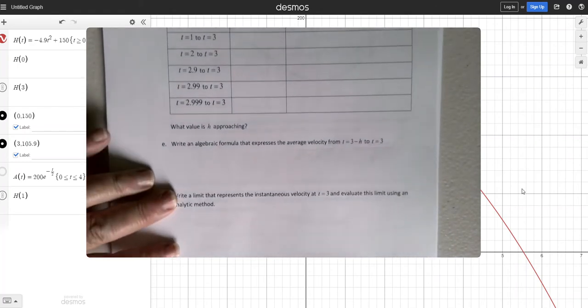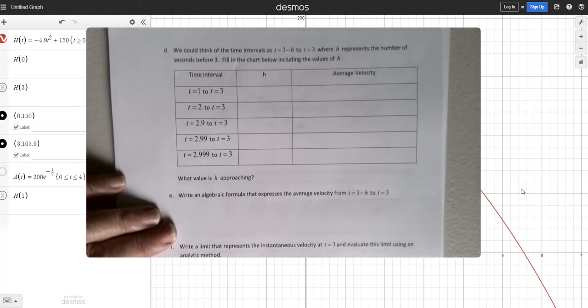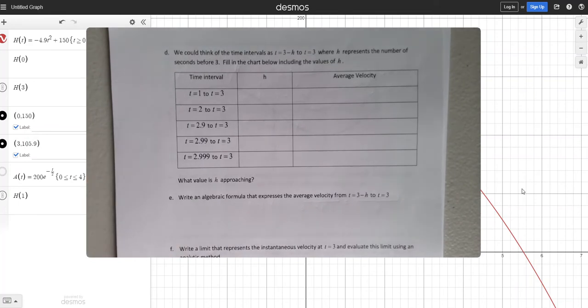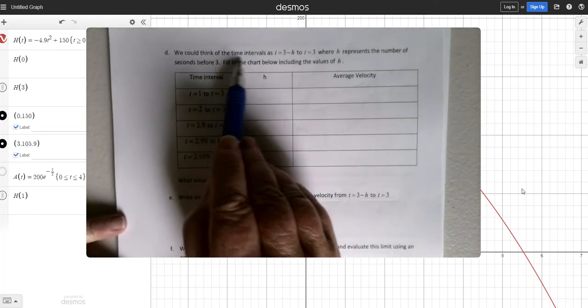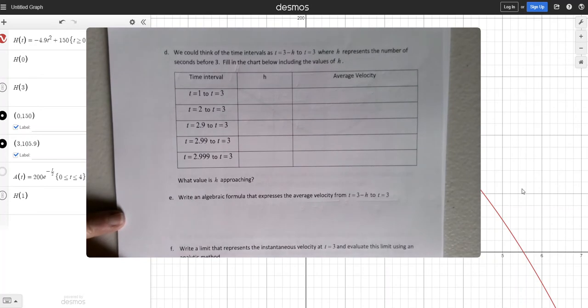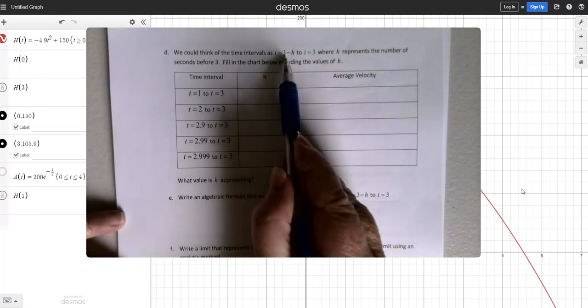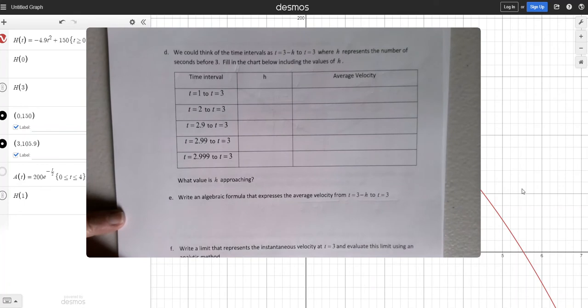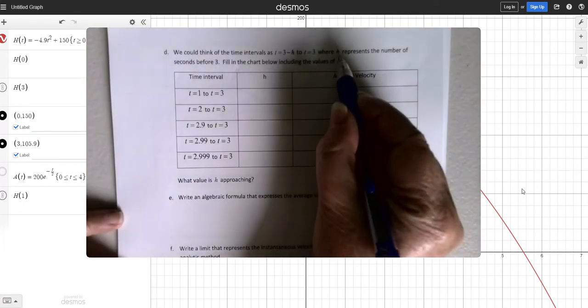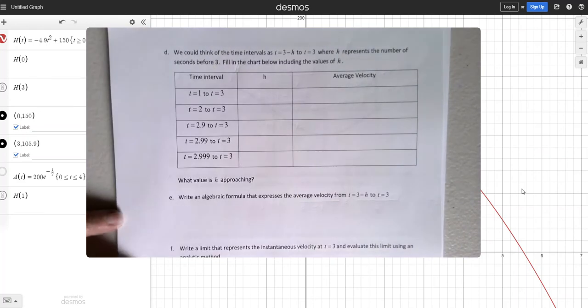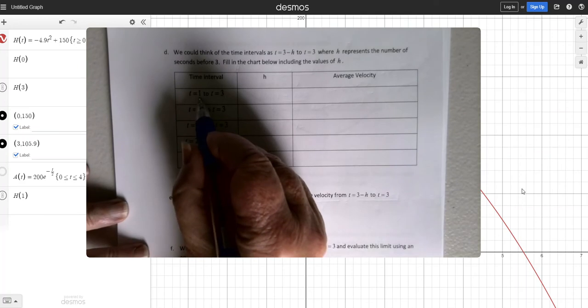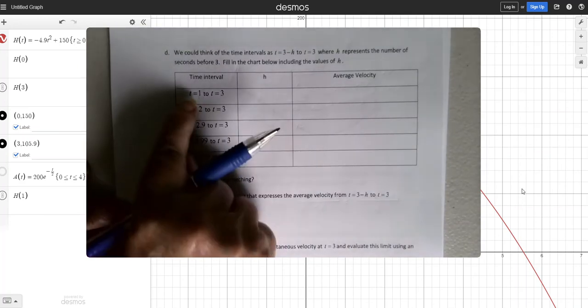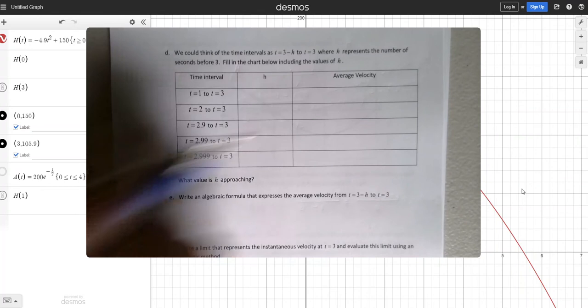In order for us to write this as a limit that we can evaluate, we're going to have to make one small change. I'm going to think of the time intervals as t equals 3 minus some value h to t equals 3. And little h represents essentially the number of seconds before 3. So in other words, if I think of my time interval from 1 to 3, 1 is 2 seconds before 3.